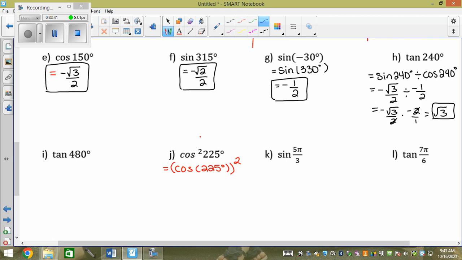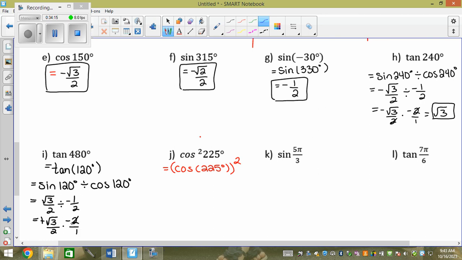Tan 480, if I want, I can subtract 360 from it. So I'd subtract 360, I get 120. So it's going to be sine of 120 divided by cos of 120. Sine of 120 is root 3 over 2. Cos of 120 is negative a half. So I get root 3 over 2 times negative 2 over 1. And I get negative root 3.